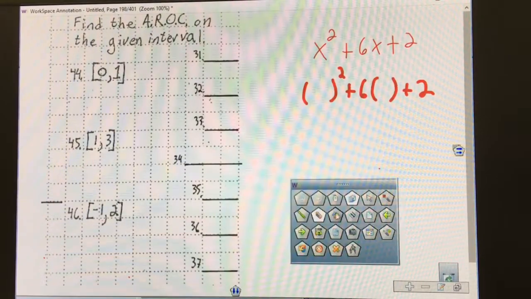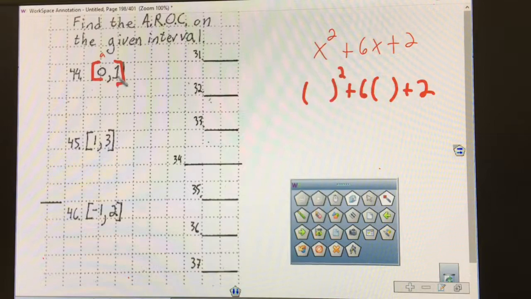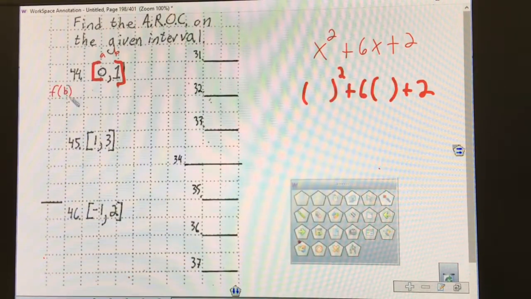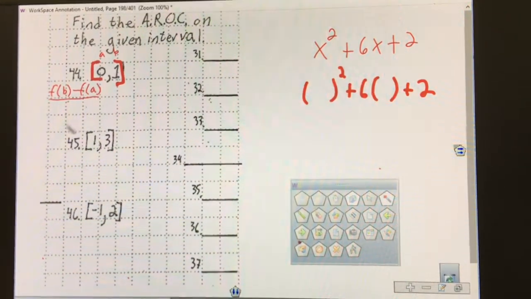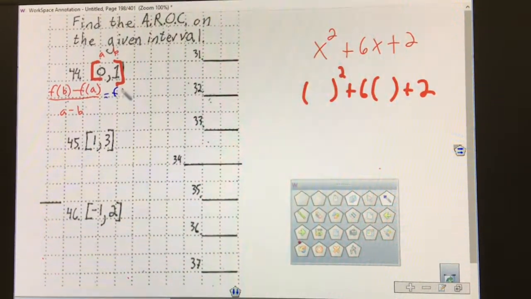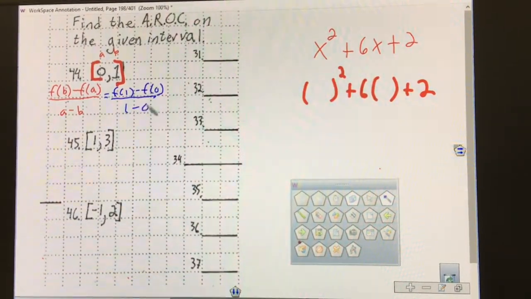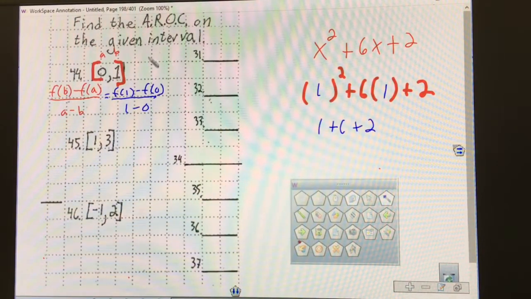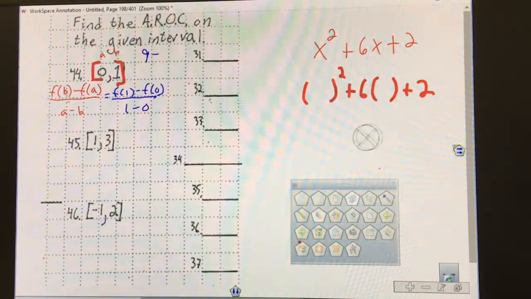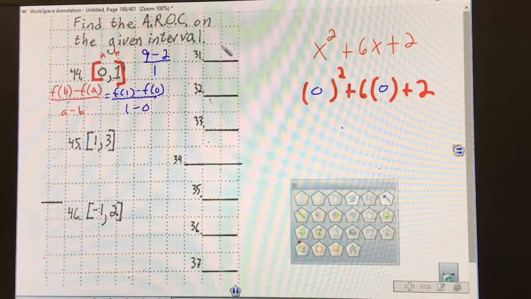With the formula x squared plus 6x plus 2. And it gives me the closed interval from 0 to 1. That means the 0 is my a, the 1 is my b. I'm going to plug in f of b minus f of a all over b minus a. Using the values, that's going to give me f of 1 minus f of 0 all over 1 minus 0. So I'm going to plug in 1. That's going to give me 1 plus 6 plus 2. That's going to give me 9. Minus, I'm going to plug in 0 now. Plugging in the 0, f of 0 is 0 plus 2. So that's going to give me 9 minus 2 all over 1. That's 7 over 1. My final answer is going to be 7.